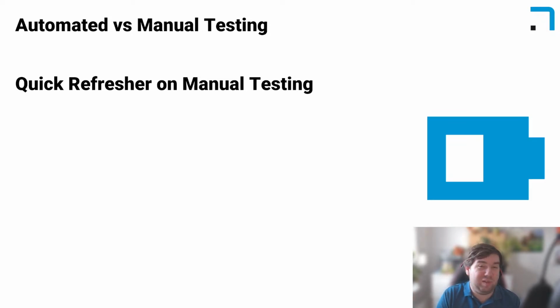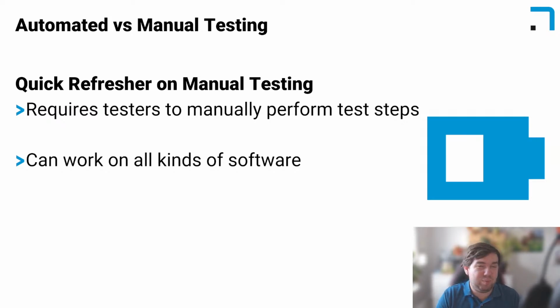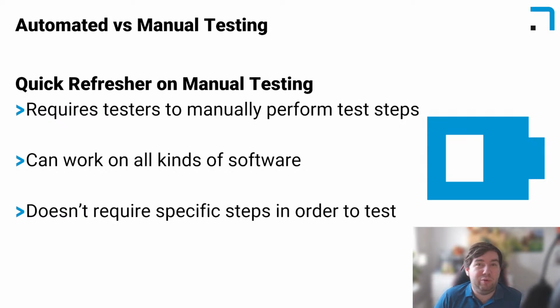Manual testing, as the name might imply, requires testers to manually perform the test steps. Manual testing can work on all kinds of software, as opposed to test automation, which does require software that provides some level of feedback or can be interacted with in a more code way in a lot of cases. And manual testing, as we're not computers, we don't require specific steps in order to test the software. Now, this isn't always true, of course.